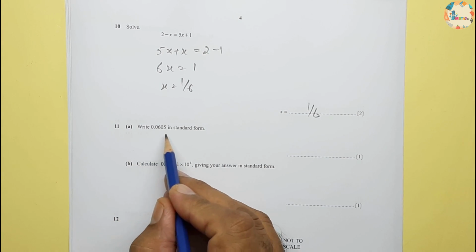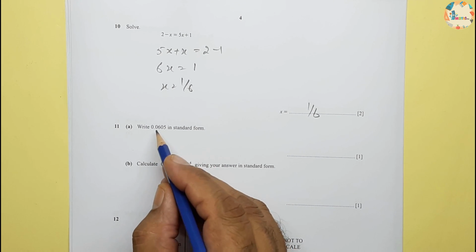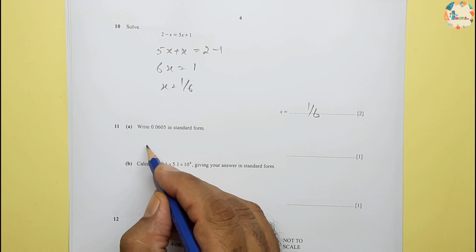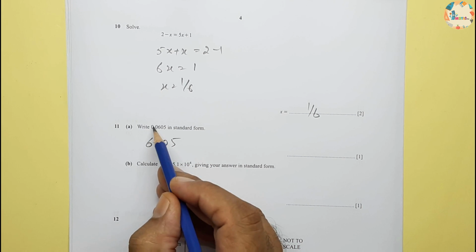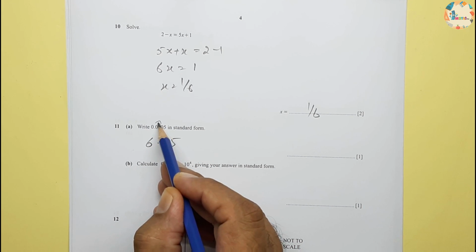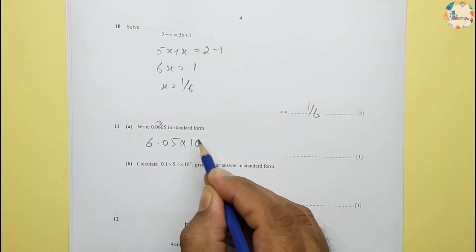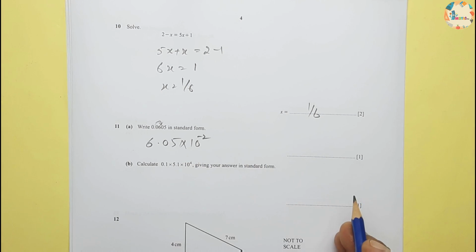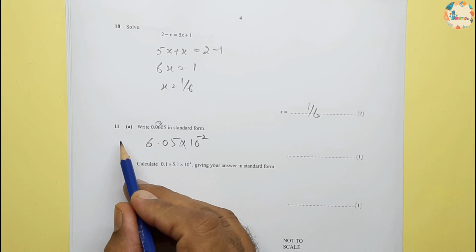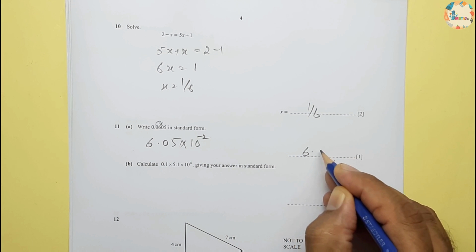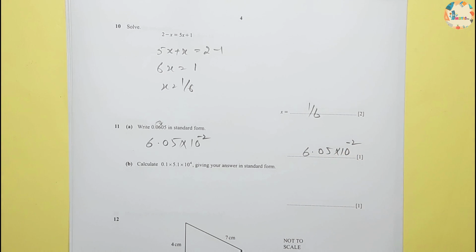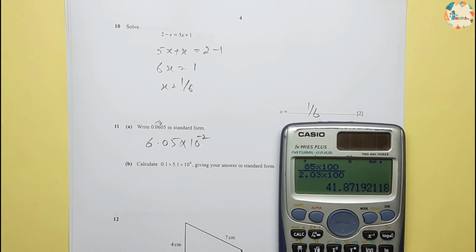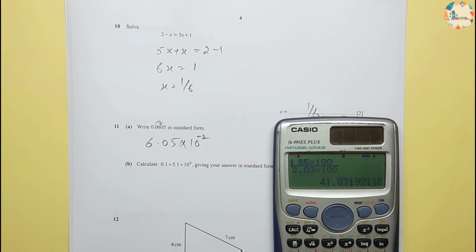And question number 11, a part, write this in standard form. Standard form, you know, the decimal we are shifting after the first non-zero number. So we'll be writing 6.05, and this point will be taking 2 jumps. See this one. From this point to this one, 1 and 2, 2 jumps. So 2 means 10 raised to the power minus 2, because it is moving to the right. If it is moving to the left, it will be plus. So 6.05 into 10 raised to the power minus 2, this will be our answer. Then we have to calculate this and give your answer in standard form.